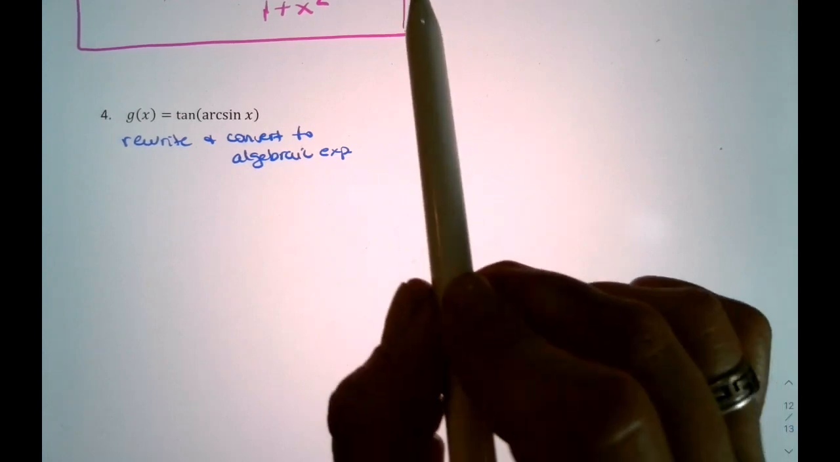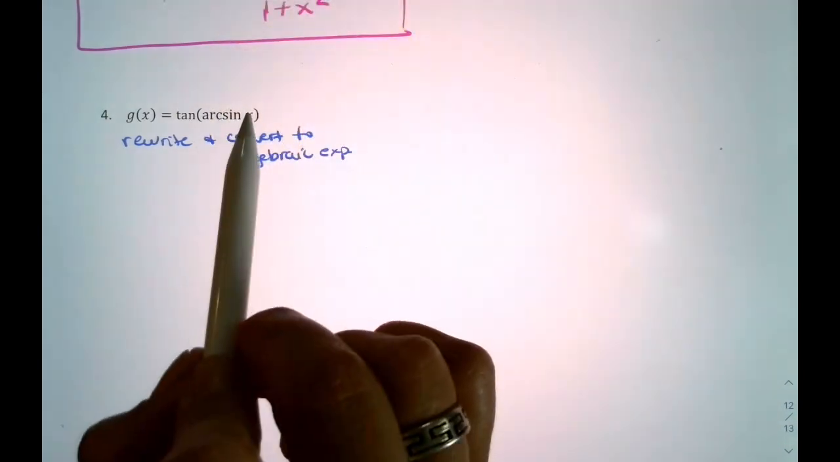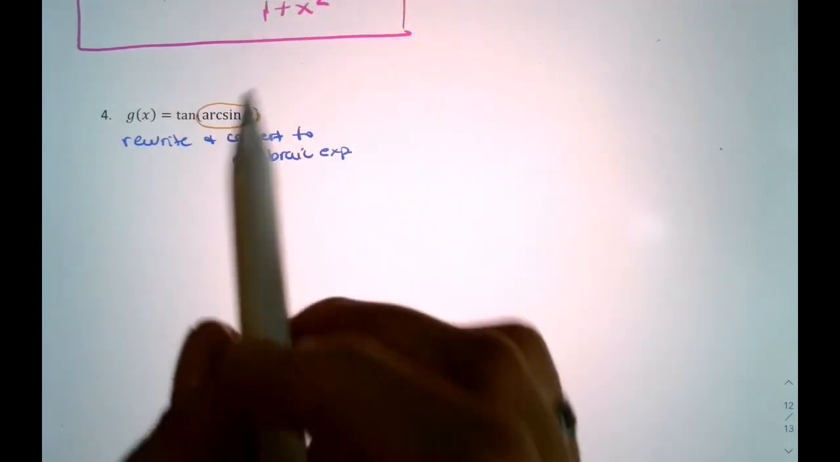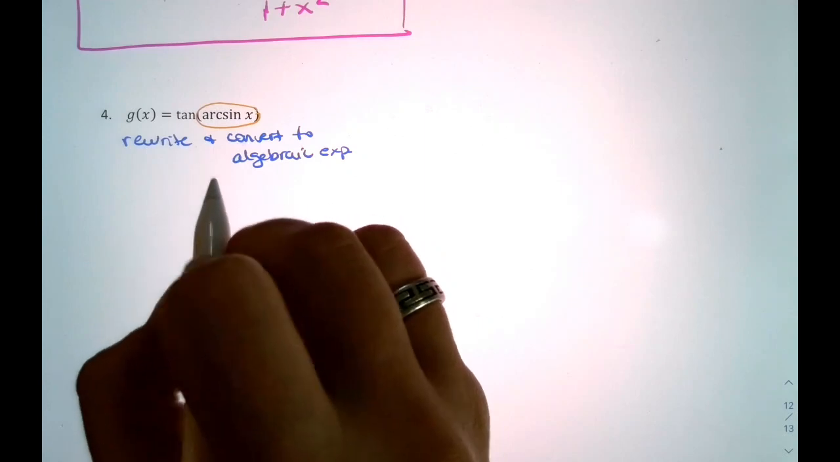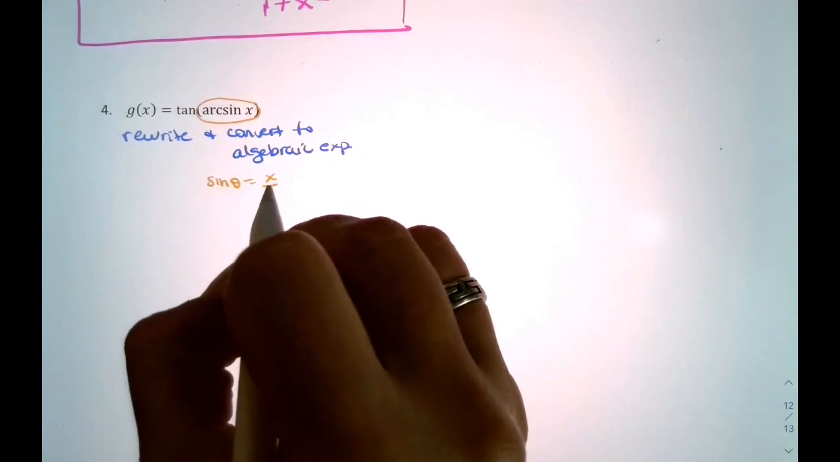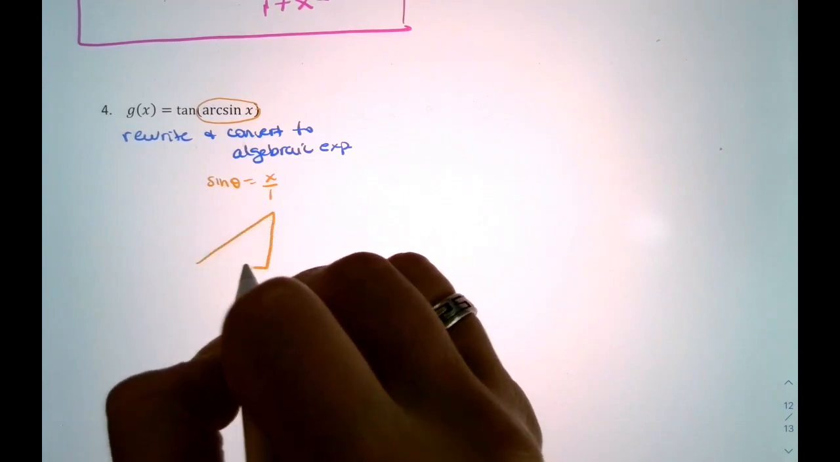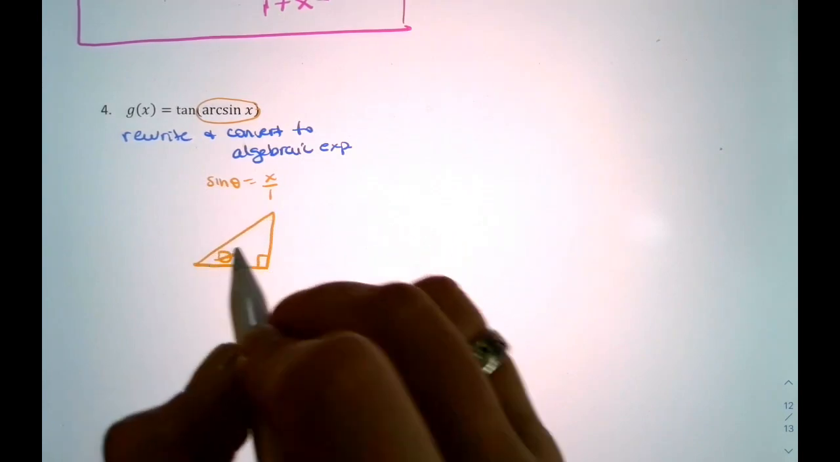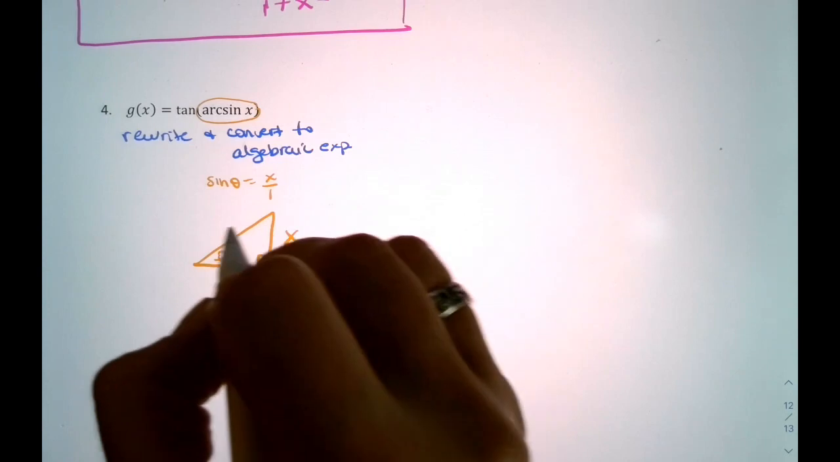Let's think about it. What does that mean? Well, if I think about that inside part, that means I'm going to draw something where the sine of some angle is x over 1. Let's draw a triangle. Here's theta, where the sine is x over 1.